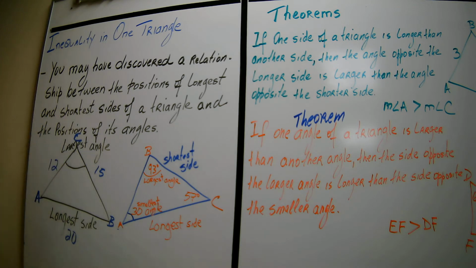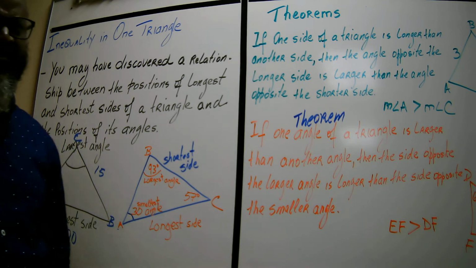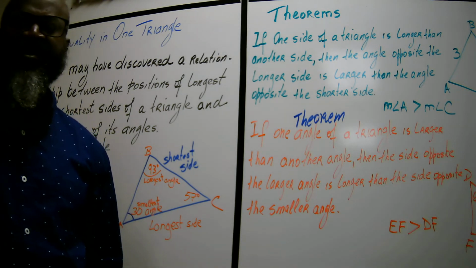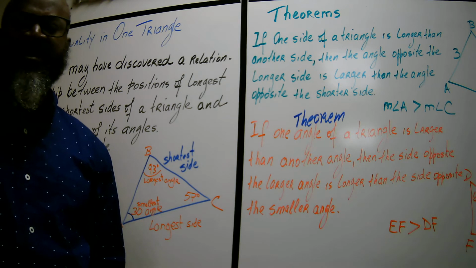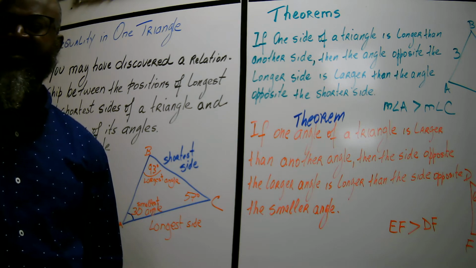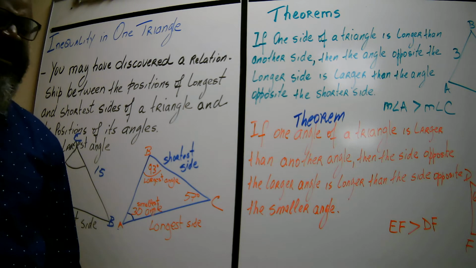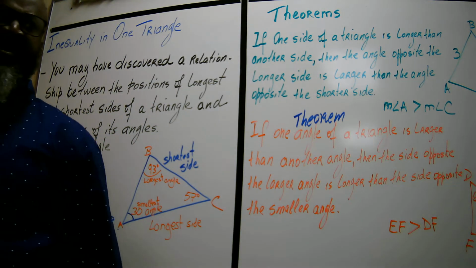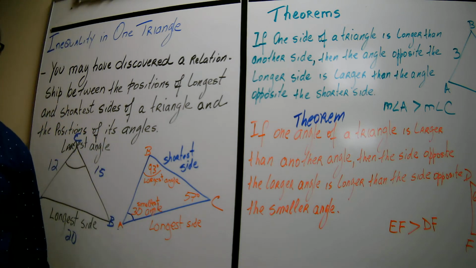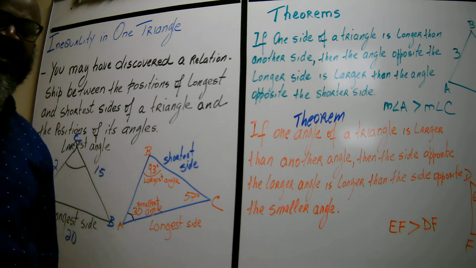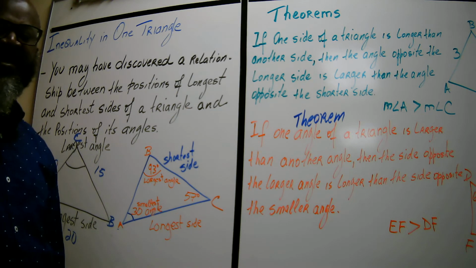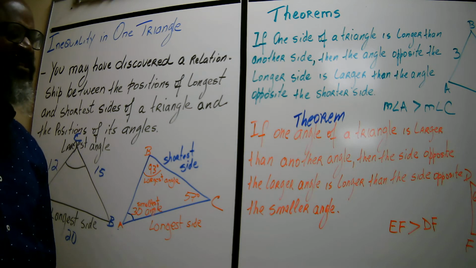So there are many ways that you can prove this when you have the largest angle, smallest angle, longest side, and shortest side. It goes as follows. In any triangle, the larger the angle is, the longer the side opposite to it is. The smaller the angle is, the shorter the side opposite to the angle is. So you can do it vice versa.